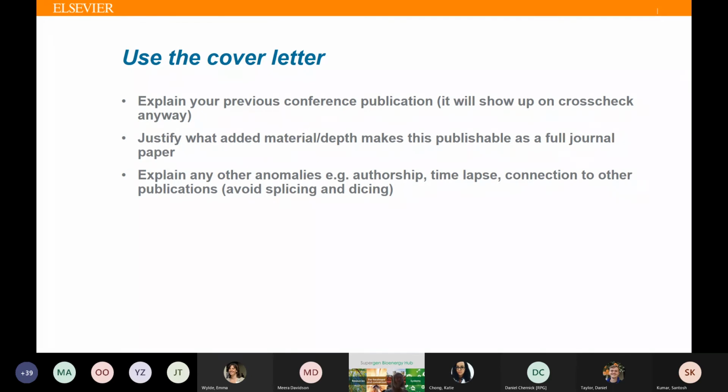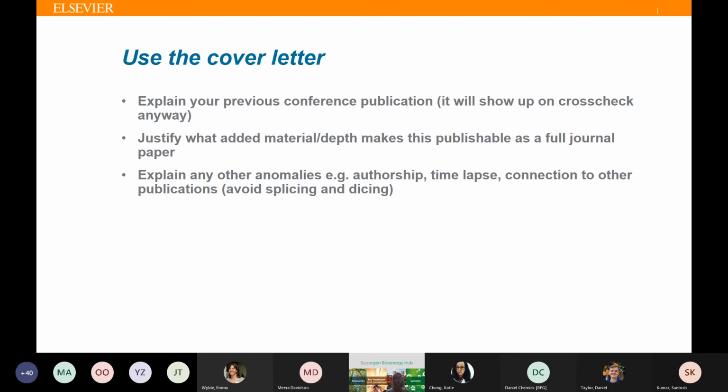If you have presented this material before, be that PhD thesis, conference, or whatever, it will show up on my plagiarism check as soon as I get your paper. So it's really worthwhile explaining that. It is not a problem to have pre-published as a thesis. It is not a problem to have pre-published in conference proceedings, provided that what you're now submitting is different.